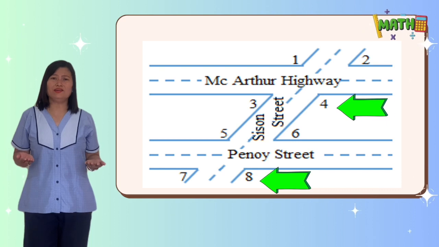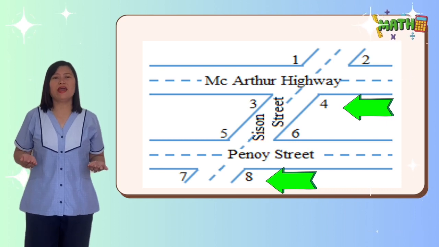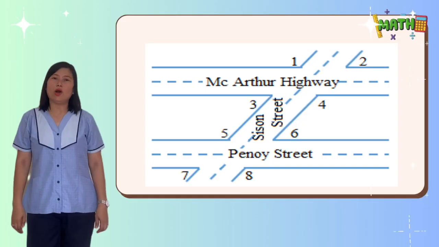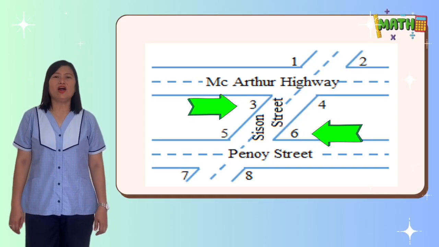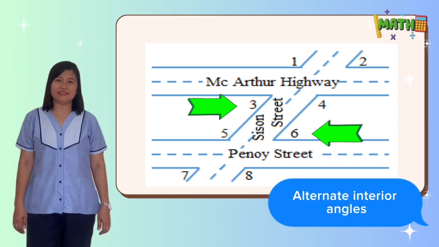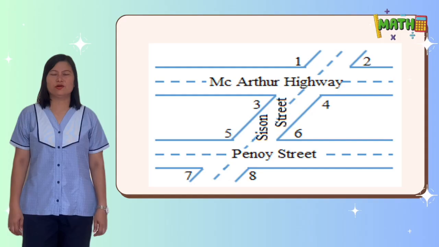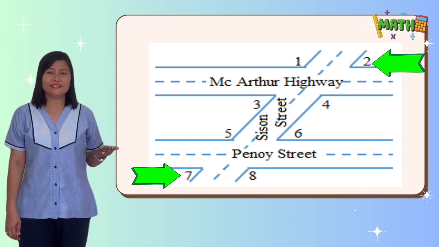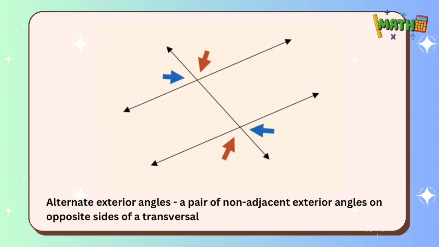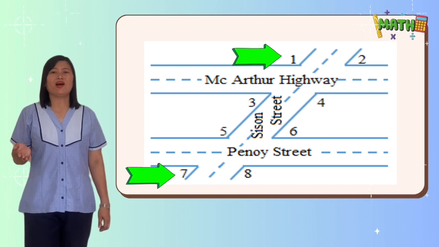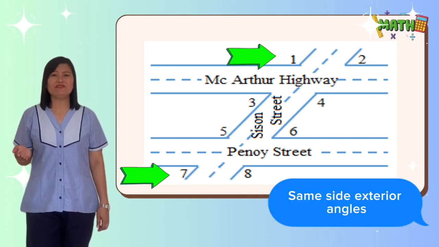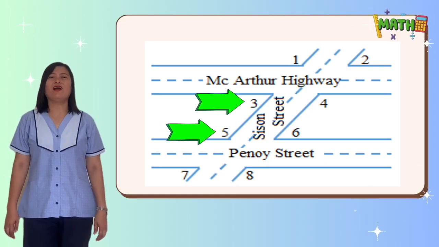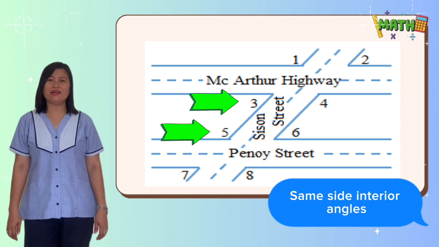What pair of angles are angle 4 and angle 8? What pair of angles are angle 3 and angle 6? What pair of angles are angle 2 and angle 7? What pair of angles are angle 1 and angle 7? What pair of angles are angle 3 and angle 5?